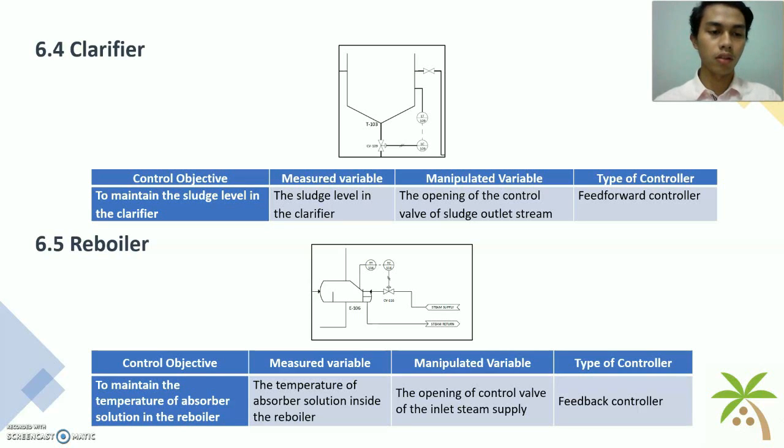The next one is also minor equipment, which is the reboiler, with the control objective to maintain the temperature of the absorber solution in the reboiler, and the manipulated variable is the opening of the control valve of the inlet steam supply, and the type of controller used is a feedback controller.